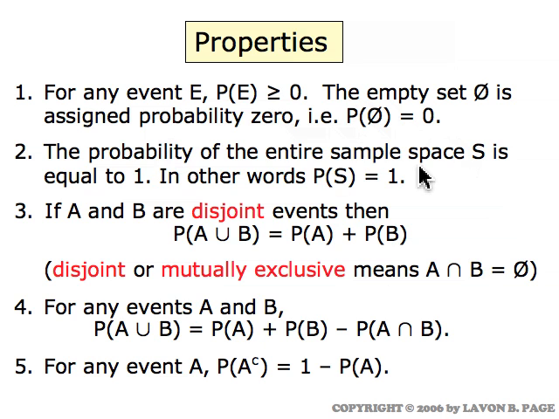All the probabilities add up to 1, which we can rephrase by saying the probability that the outcome is some element of the entire sample space is equal to 1.